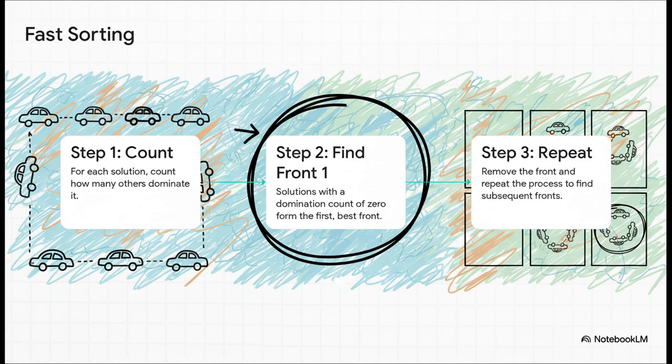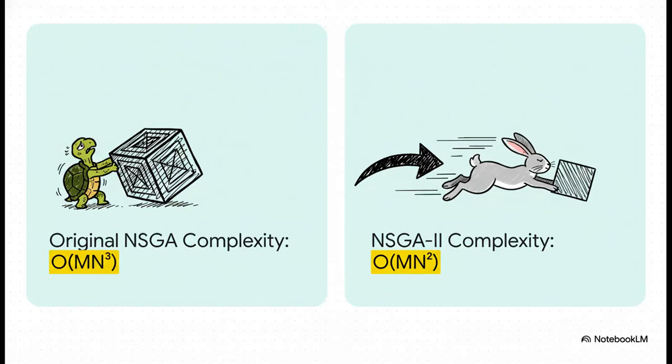It's so much faster. And the result? It was a massive leap in efficiency. The computational complexity went from n cubed all the way down to n squared. Now, to put that in simple terms, if you doubled the number of car designs you were testing, the old algorithm would take 8 times as long to finish. The new one would only take 4 times as long. This change was a game changer. It meant you could solve much bigger problems without waiting forever.